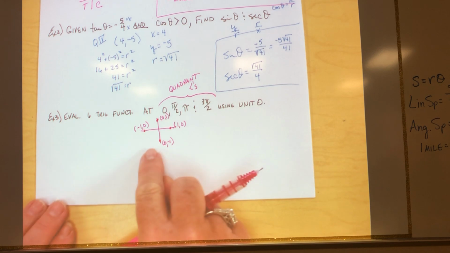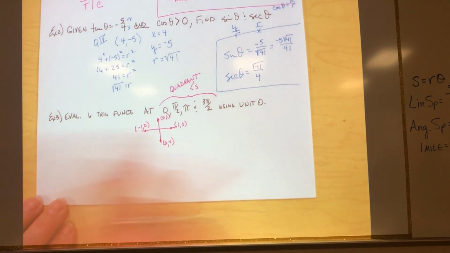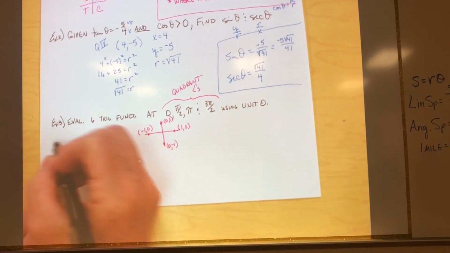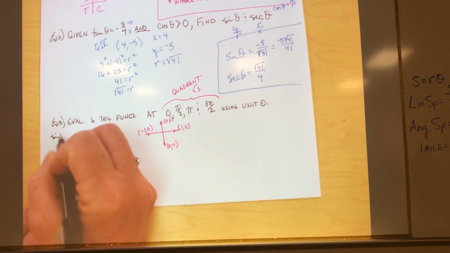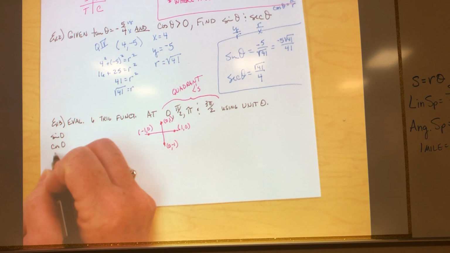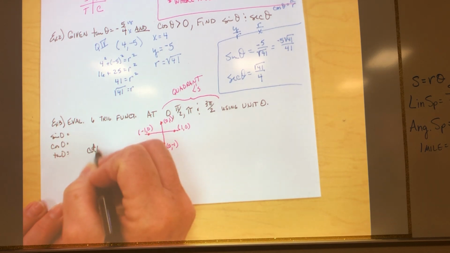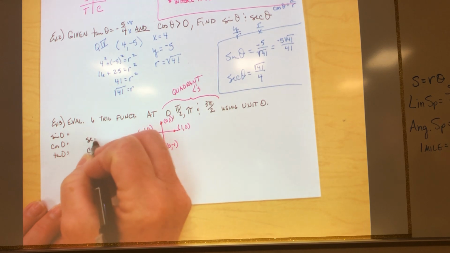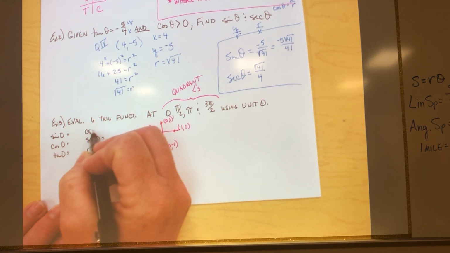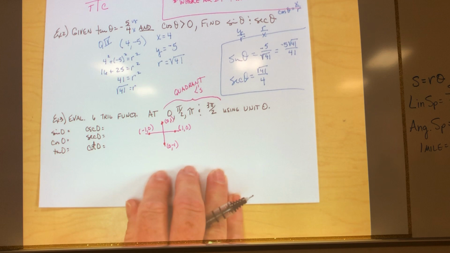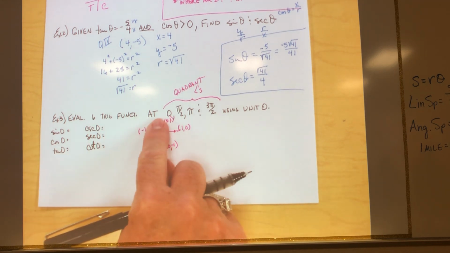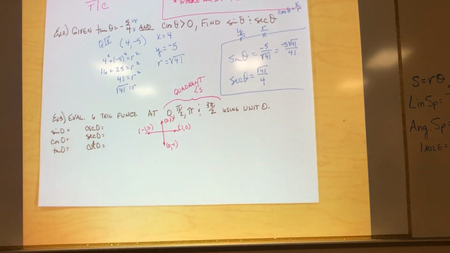All right. So these are the ones that I'm using. I'm going to do 0 first. So I'm going to go the sine of 0, the cosine of 0, the tangent of 0, the cotangent of 0, the secant of 0 and the cosecant of 0. This is what they asked for, the 6 trig functions at every angle, okay?